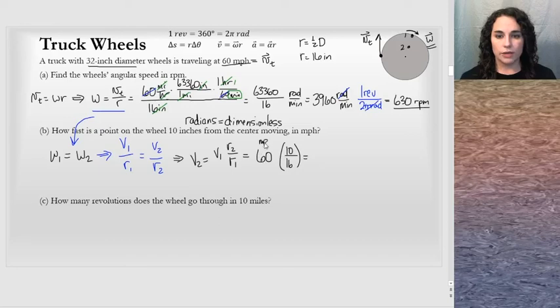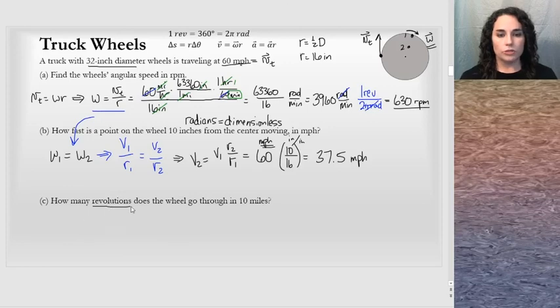Notice that this is a miles per hour, and over here I get inches over inches. When I do dimensional analysis on this, I'm left with miles per hour. When you run this through your calculator, you get 37.5 miles per hour. And that makes sense. A point that is closer to the center will move slower in order to go through the same angle. The last part here asks, how many revolutions does a wheel go through in 10 miles?